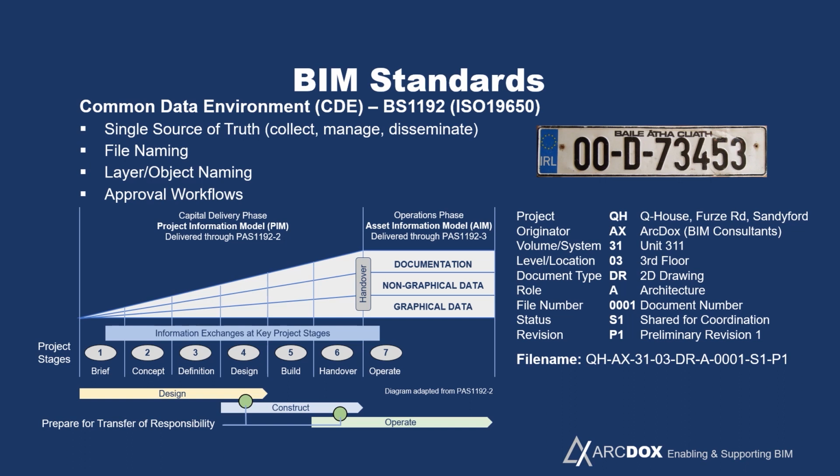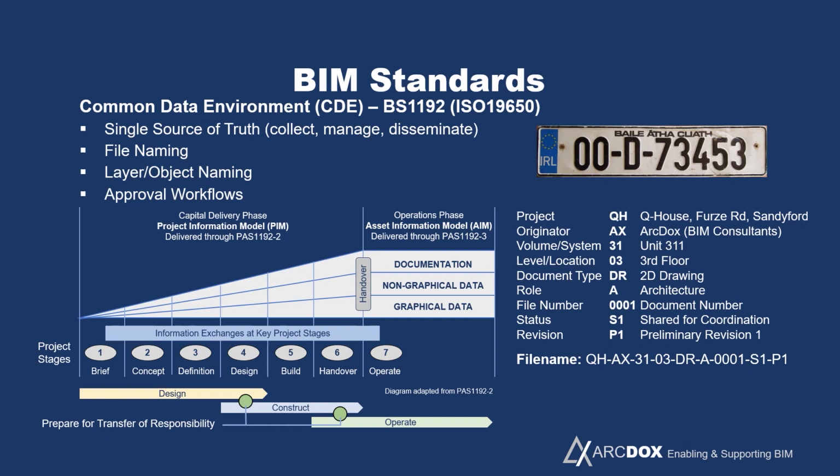The set of codes defined in the UK Annex of ISO 19650 deal with things like the project it relates to, the company that originated the file, the volume or system the file relates to, the level if it's a vertical building, or location if it's a horizontal piece of infrastructure like a road or railway, the type of document it is, whether it's a model or a drawing or a set of minutes or a report or a schedule, the discipline it relates to. Also, each file would have a unique number, and the last two are pretty important.